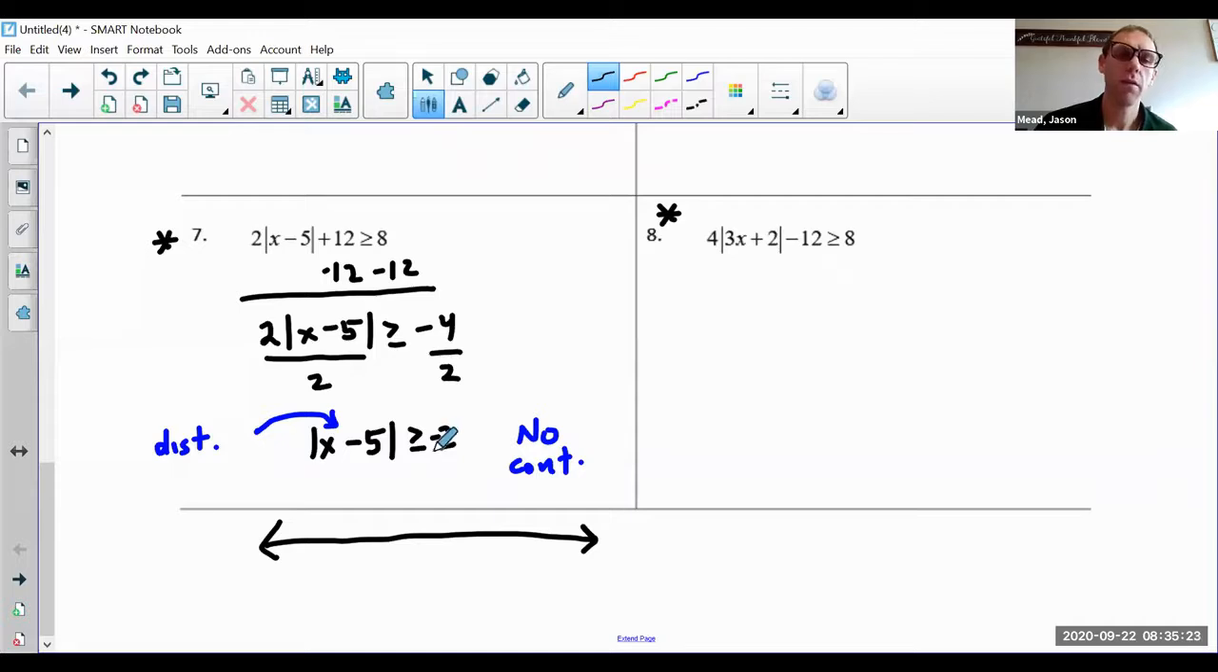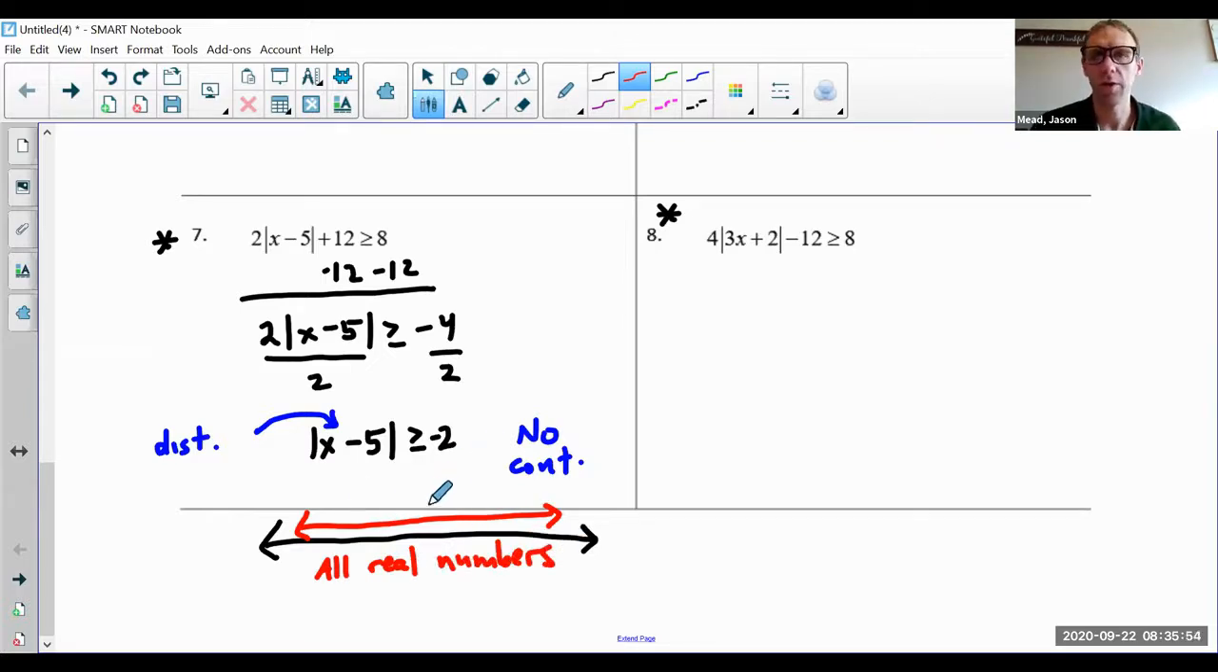Well, that makes sense, kind of. I mean, a distance is always greater than a negative number. So because a distance is always greater than a negative number, this actually makes sense all of the time. There is nothing I can plug in for x that is going to make this untrue. So in order to determine what my answer is, in this case, my answer is all real numbers.